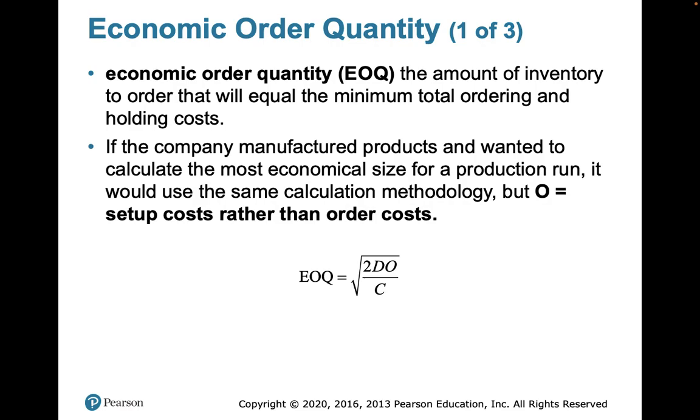So if a company manufactures products and wants to calculate the most economical size for a production run, it needs to use the same calculation methodology, where the O is the setup cost rather than the other cost. This is the formula. We have the formula here. EOQ equals the square root of 2DO all over C.